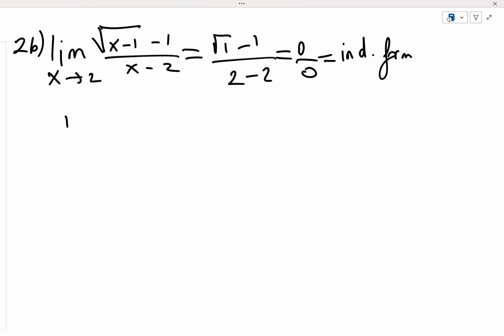One thing we can try is to factor, but that does not work here. If we are dealing with radicals, you're going to use the conjugate, and that's what we're going to want to use here.